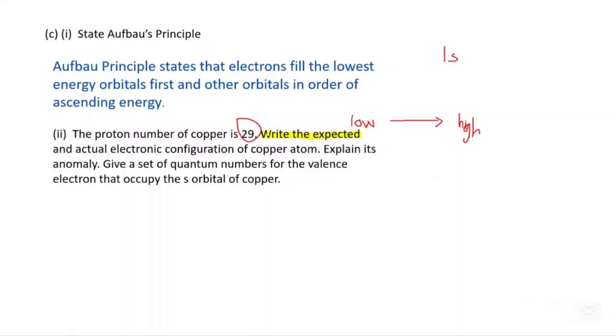First, I highlight: write the expected electronic configuration. This will be your first question. The second question will be: write the actual electronic configuration. Then the third question is: explain its anomaly. And then the fourth will be: give a set of quantum numbers for the valence electron. Note that they ask for the valence electron that occupies the s orbital. Okay, let's answer this question.